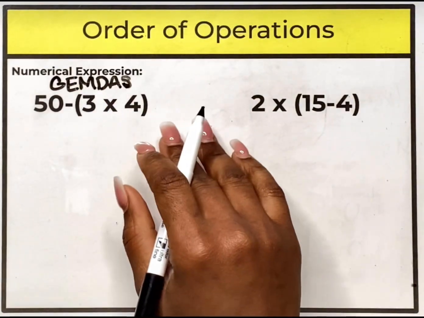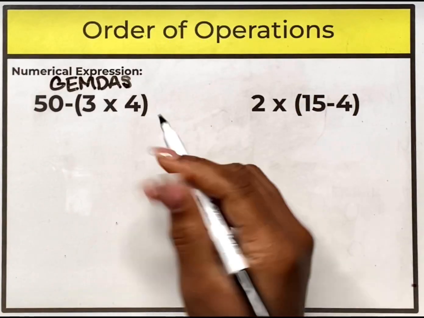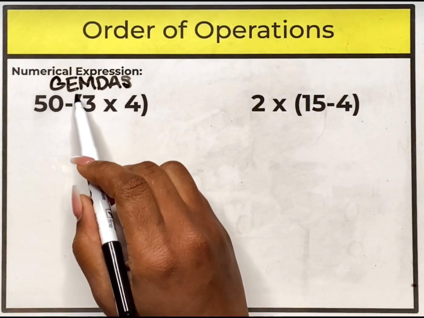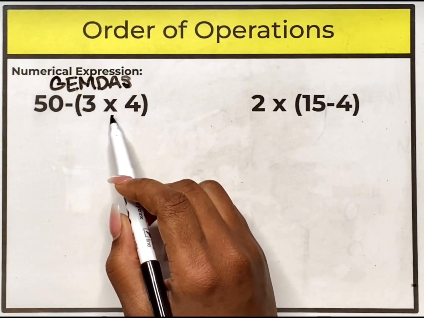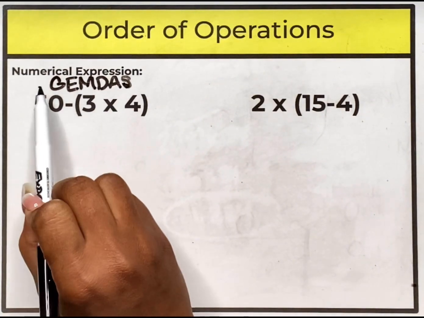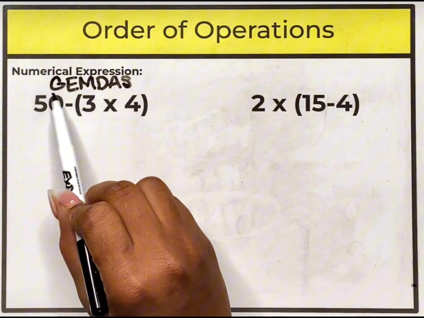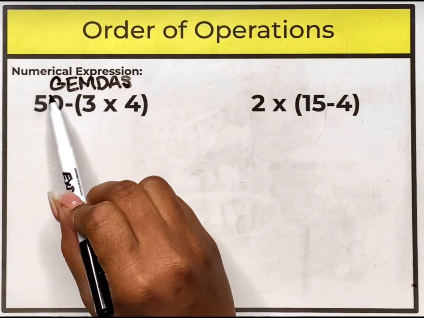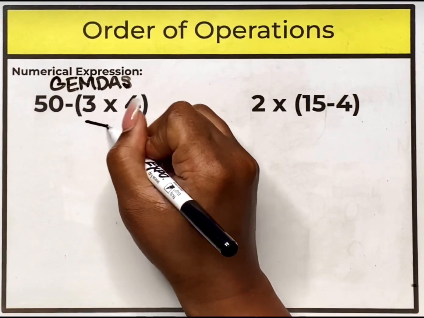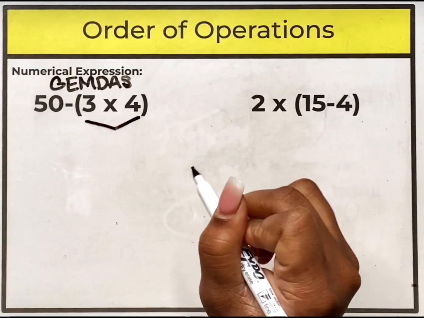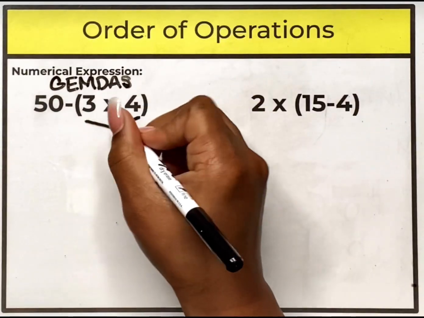Now, let's begin. Going from left to right, what comes first? We have a subtraction symbol here, and we have grouping symbols, and we have a multiplication sign. Looking at this order, what should we do first? Hopefully you said G for the grouping symbols. If so, you were correct. We're going to take those parentheses and let's solve what's in them. 3 times 4 is 12.